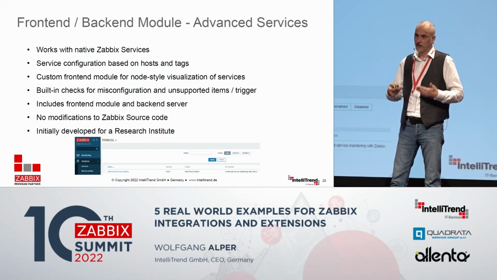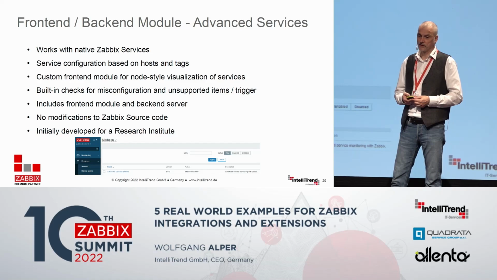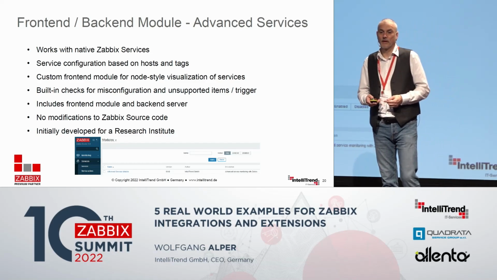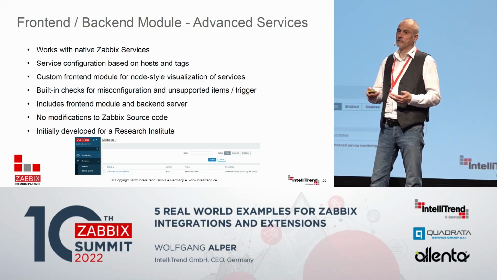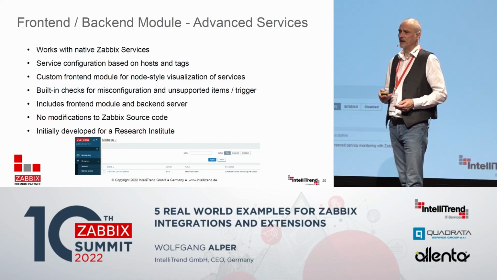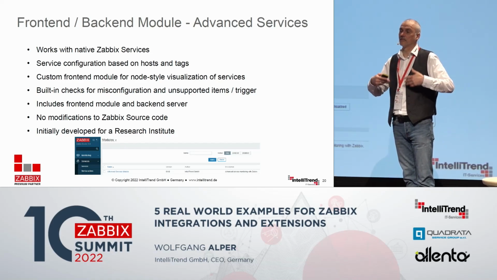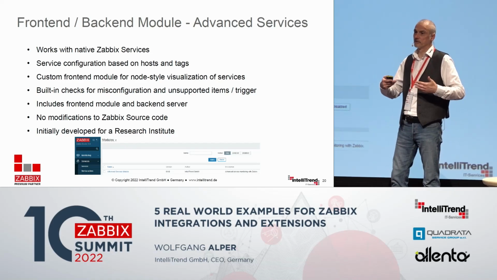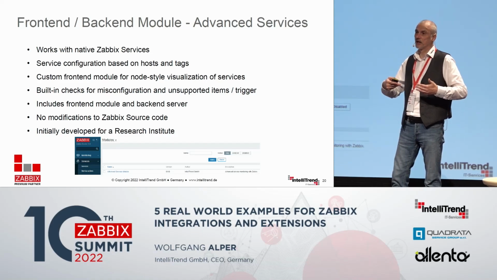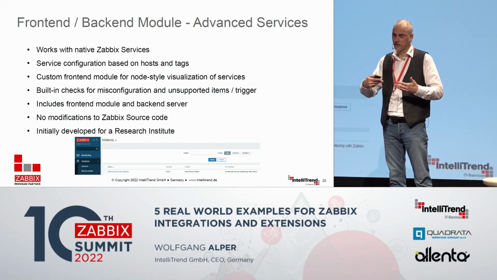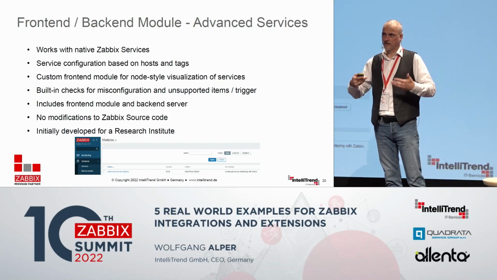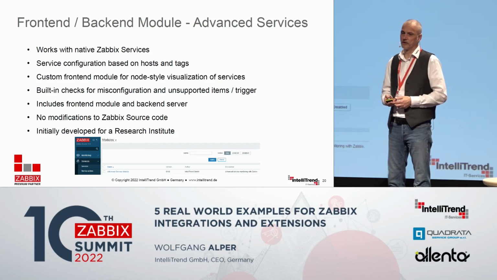So we're using the original Zabbix services as they are defined in Zabbix. We have service configuration still based on host and tags. There's a custom front-end module, and the important part is that it has some sort of a node-style visualization. So the idea was that we can really see the service in the front-end module. We can see the service definition. We would like to get a visual idea about how the service looks like in real time.